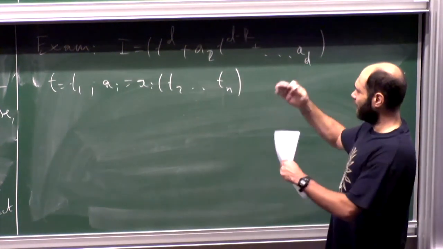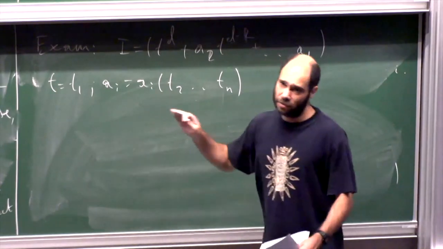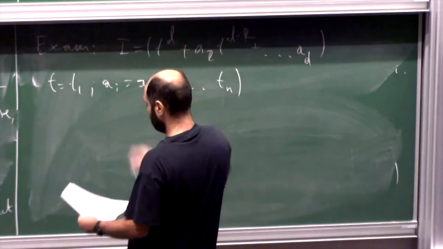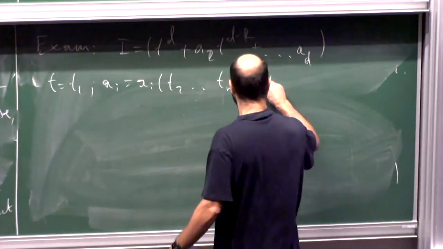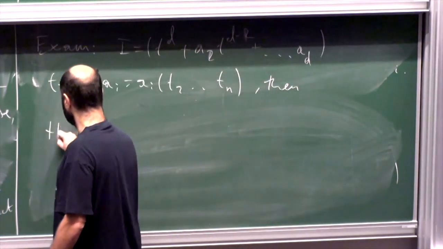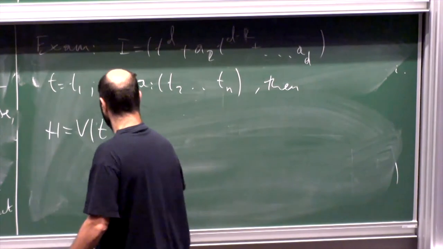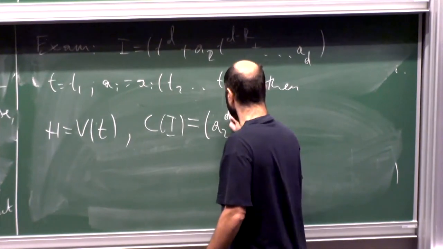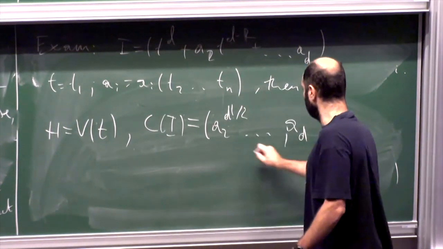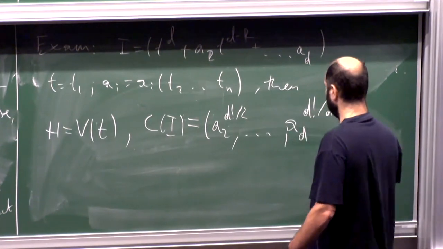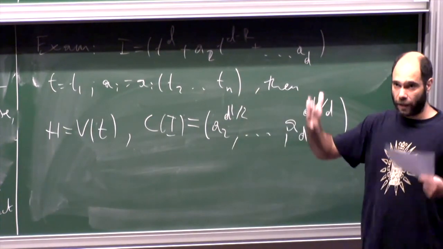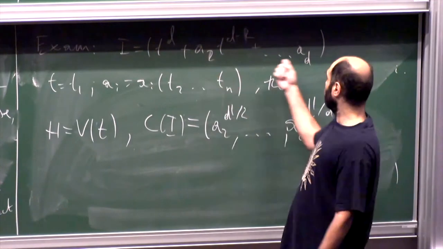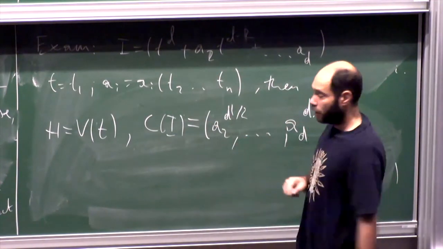For example, locally we can write some Taylor series which gives something like this. So let's assume that we are given such a situation. Just a particular case of order d. And then the maximal contact is just the vanishing locus of t, and the coefficient ideal is just the ideal generated by a2 d factorial over 2, ..., ad d factorial over d. So it's just generated by coefficients, but in a weighted way. We should take each of them with the correct weight. And it's more or less clear that the weight of this guy should be 2 and the weight of this guy should be d. So we weight them appropriately.